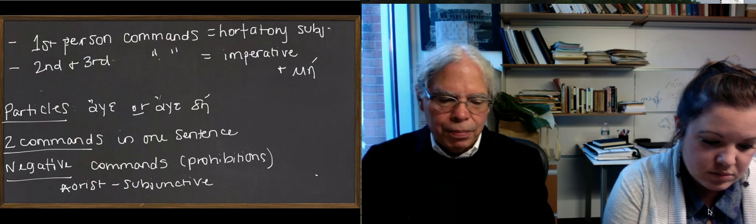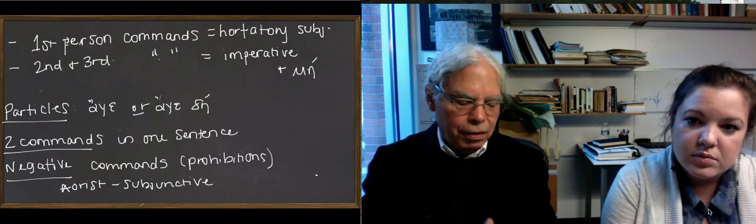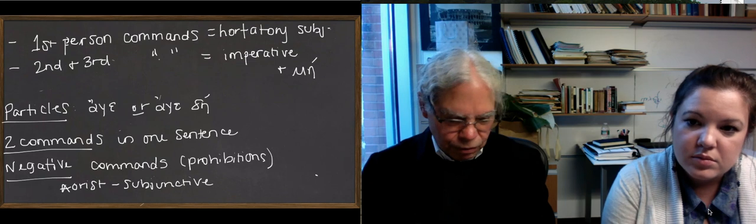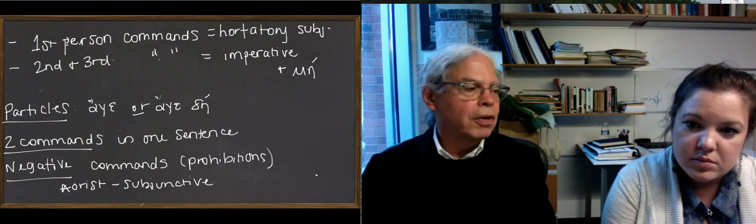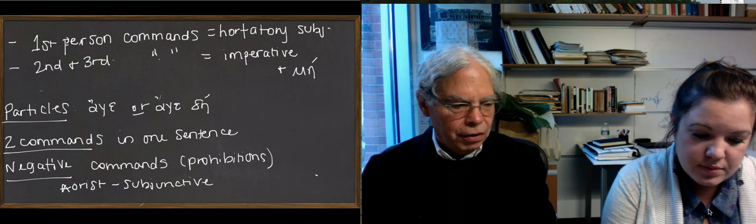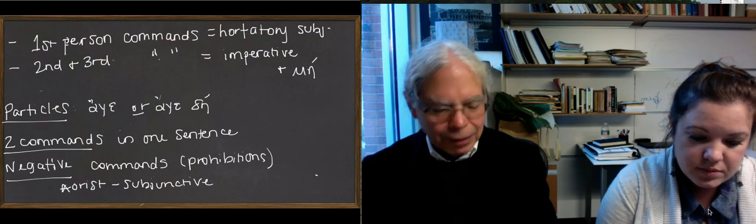So you have an opposition between present and aorist forms, and the aorist forms are all subjunctive. The present is a mix of present subjunctive and present imperative, so-called present imperatives. Okay? All right. That's it.